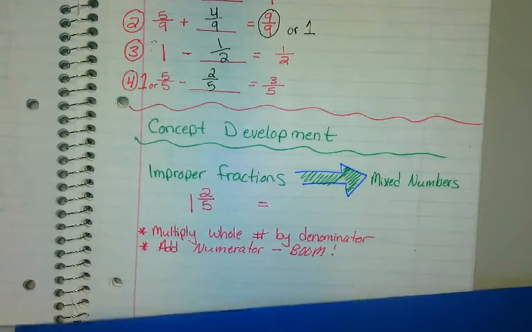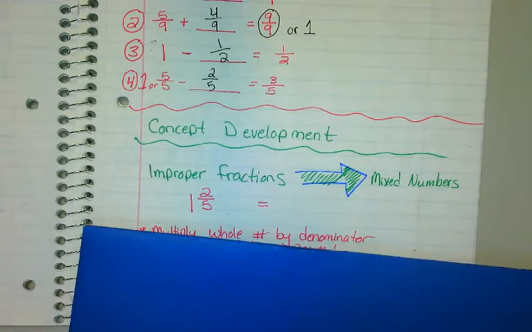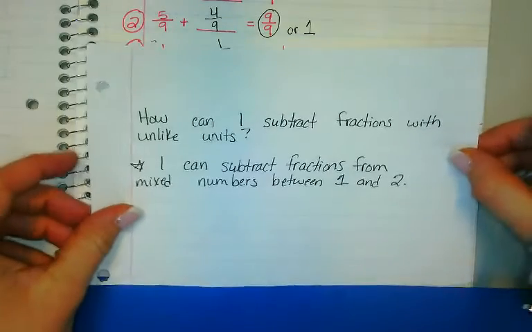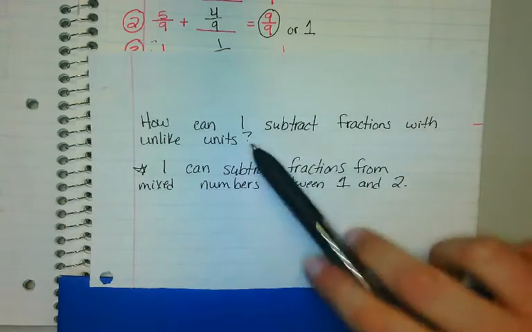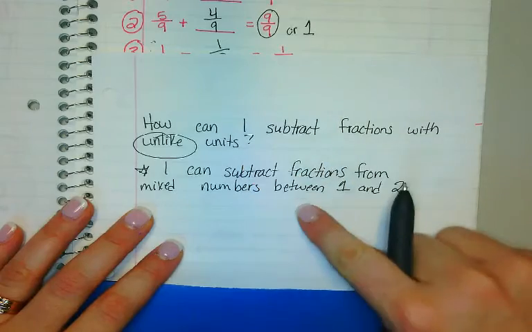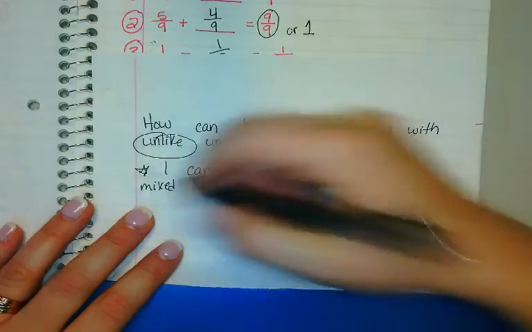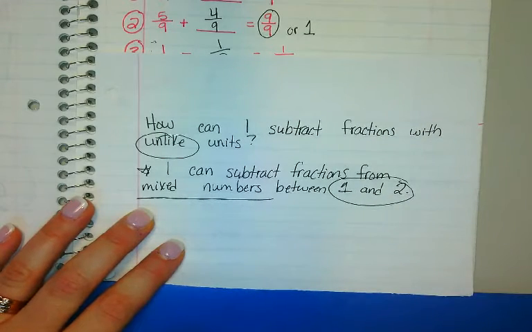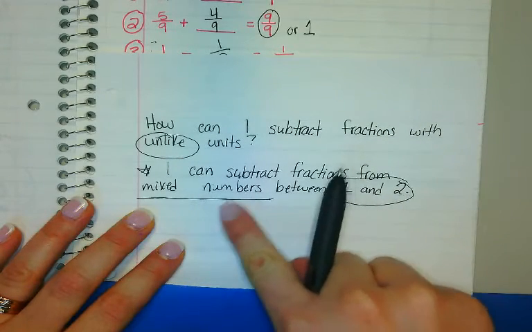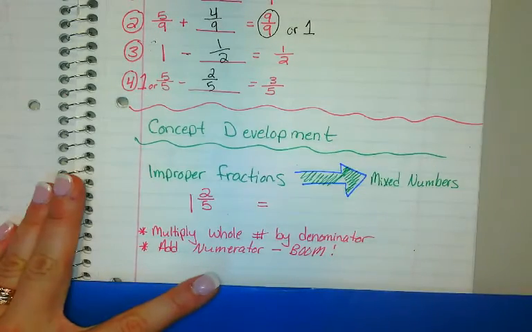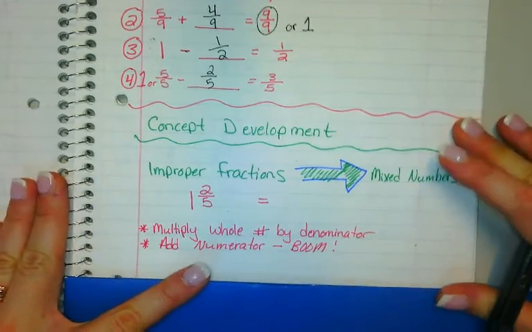Okay? Before we get started today, I wanted to give you guys our essential question and I can statement. What we're focusing on today is how can I subtract fractions with unlike units? Well, today we can subtract fractions from mixed numbers between 1 and 2. Before we do that, we need to learn how to change a mixed number into an improper fraction in order to subtract between 1 and 2. Brody was asking me some questions about this yesterday, so we're going to go ahead and teach the lesson today.